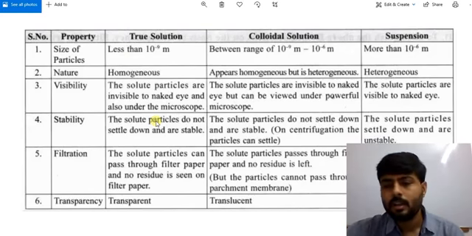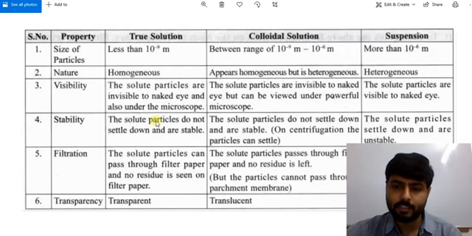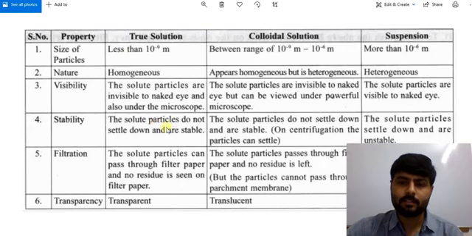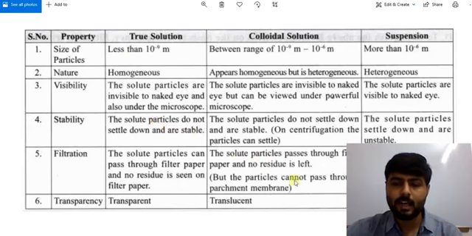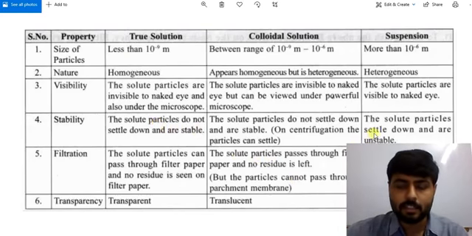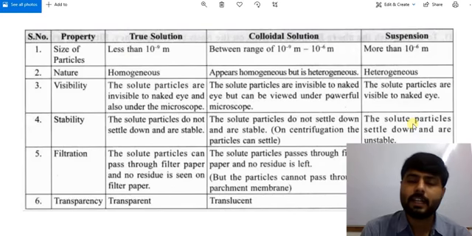But in suspension, we have seen in the properties that if you leave it for a few hours or a few minutes, depending upon the mixture, suspended particles can settle down easily. So here the suspension is unstable, because the solute particles settle down.